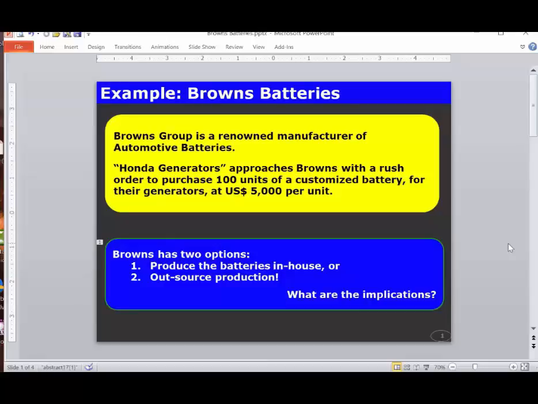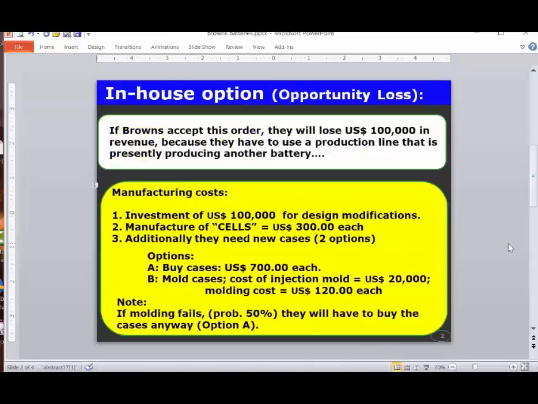Let's look at another example using decision zone maps. Browns Group is a renowned manufacturer of automotive batteries. Honda Generators approaches Browns with a rush order to purchase 100 units of a customized battery for their generators at $5,000 per unit. Browns has two options: produce the batteries in-house or outsource the production.